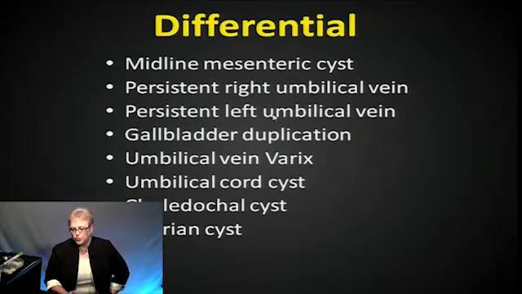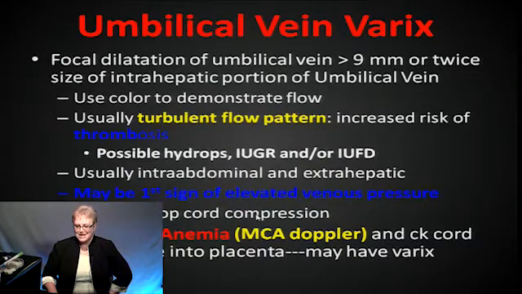It's a little bit low for it to be a persistent right umbilical vein. Gallbladder duplication is not going to have flow in it. Umbilical cord cyst is not going to have flow in it. Choledochal cyst and ovarian cyst are not going to have flow in it. So we've really narrowed down our differential, and most likely it's going to be umbilical vein varix.